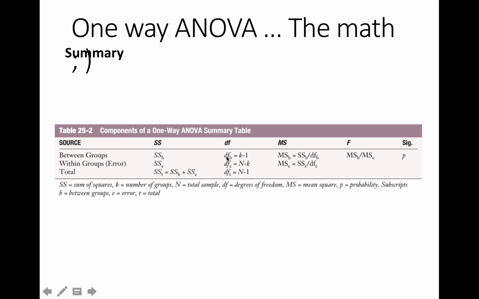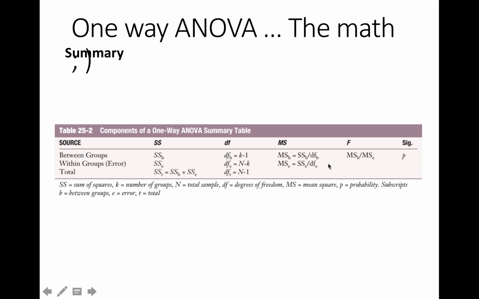Okay? Here you have your degrees of freedom for your between groups, which is the number of groups minus 1. This is your degrees of freedom for your within groups, which is the sample size minus the number of groups. And this is the total degrees of freedom, which is the sample size minus 1. Okay? So you have your sum of squares and your degrees of freedom. Now you'll get your mean squares. To get your mean squares of your between groups, you just divide your sum of squares of your between groups by your degrees of freedom of your between groups. And to have your mean squares of your within groups, you just divide the sum of squares of your within groups by the degrees of freedom of your within groups.